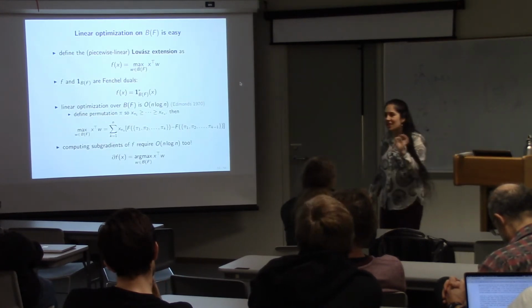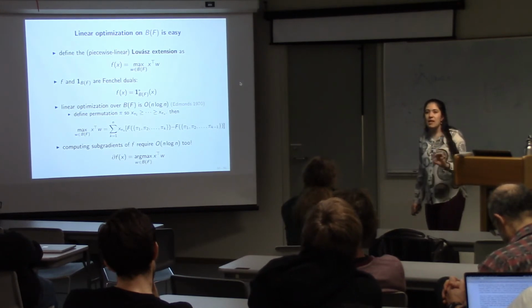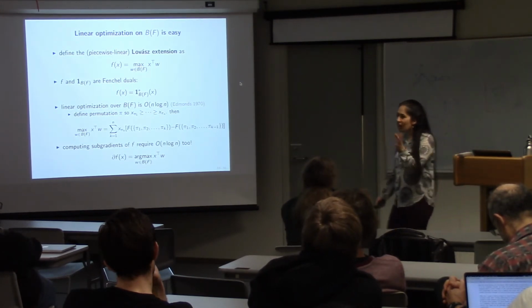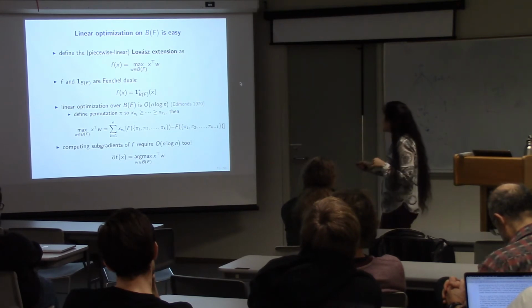So here's the key: linear optimization on the base polytope is easy. And this is an old result by Edmonds in 1970. I'm not going to prove it.